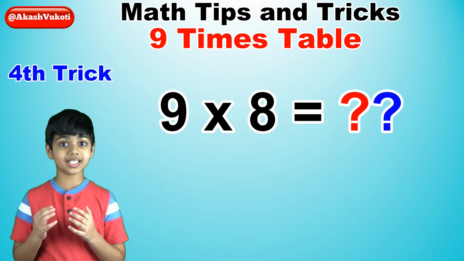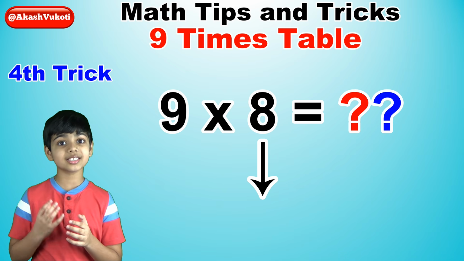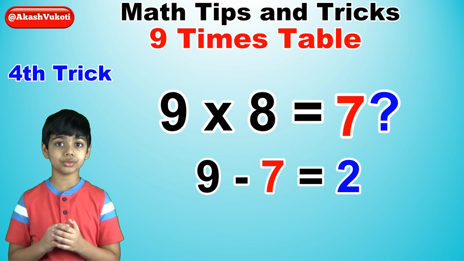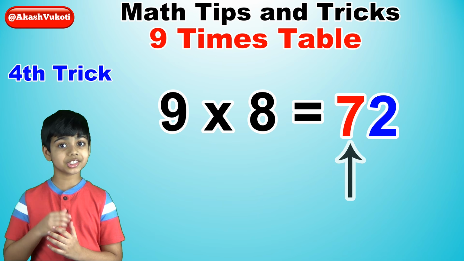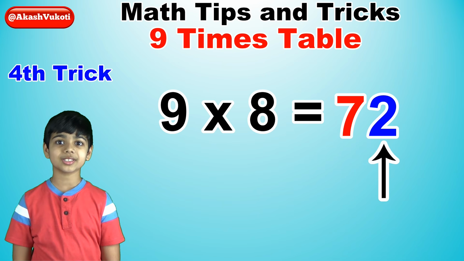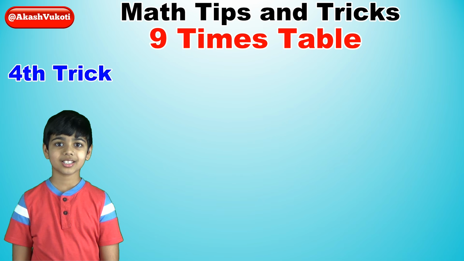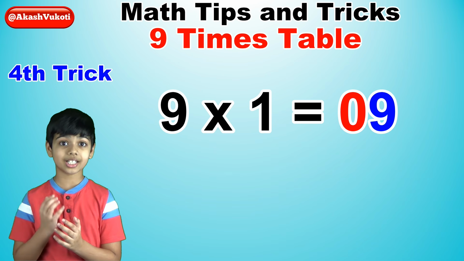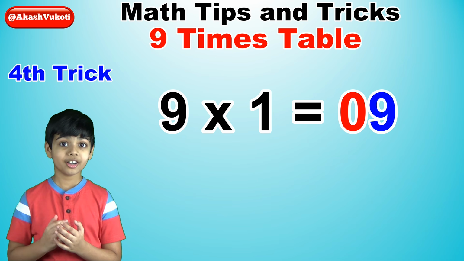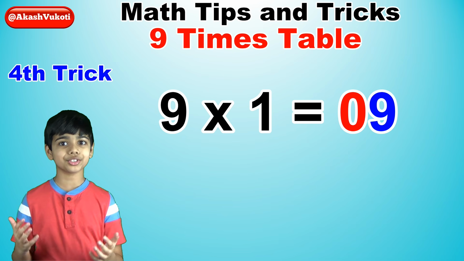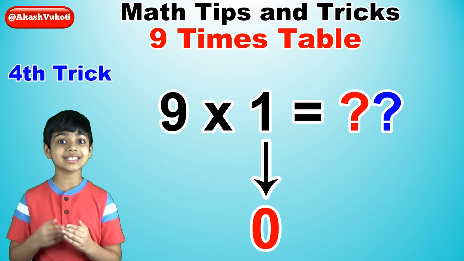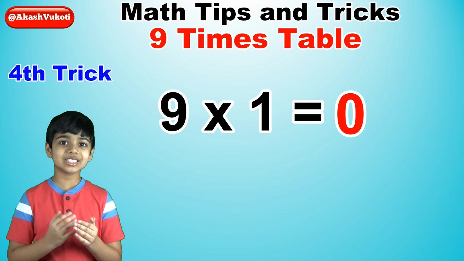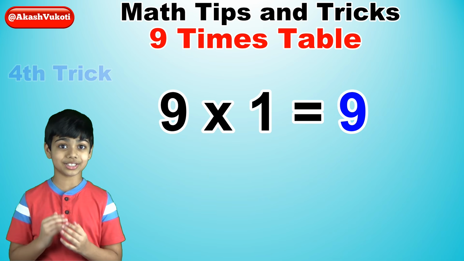Let's take another example. Say 9 times 8. The number before 8 is 7, which is the first digit. 9 minus 7 is 2, which is the last digit. 7 is the first digit, 2 is the last digit. The answer is 72. 9 times 1 is 9, and we all know that because any number times 1 is that number. But did you know that it applies here too? The number before 1 is 0, and 9 minus 0 is, well, 9. So 09, or 9, is the answer.